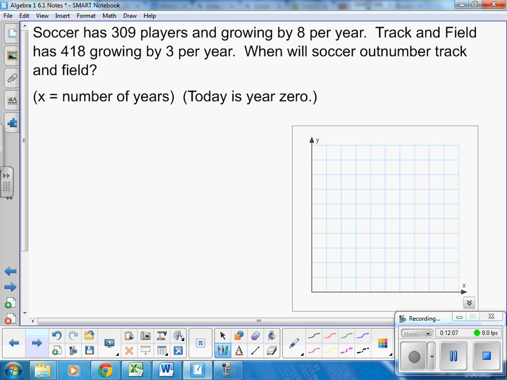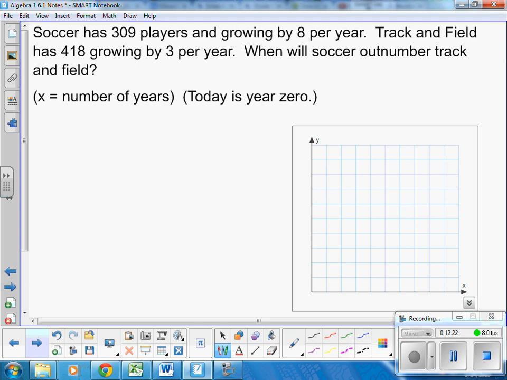Where did this come from? Oh, that's right, I rewrote it. All right, so we have soccer has 309 players and is growing by 8 per year. Track and field has 418, growing by 3 per year. When will the soccer outnumber track and field?